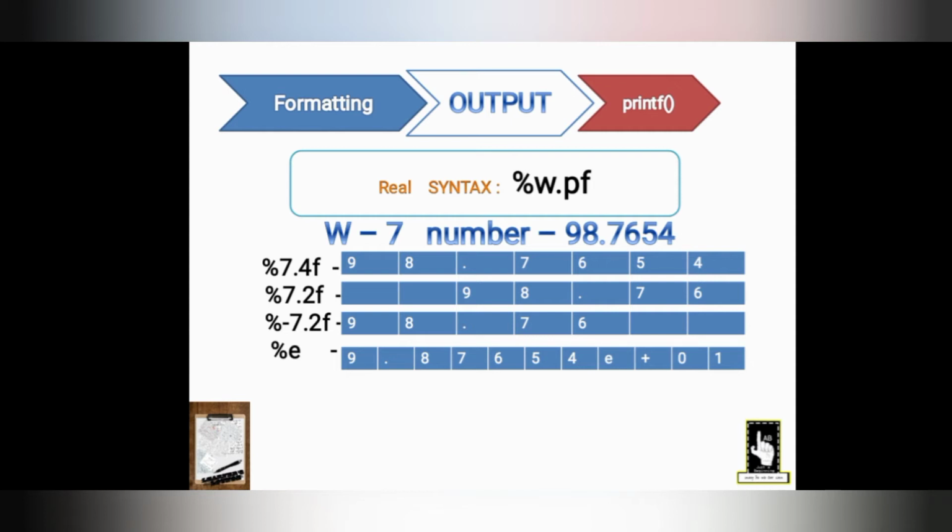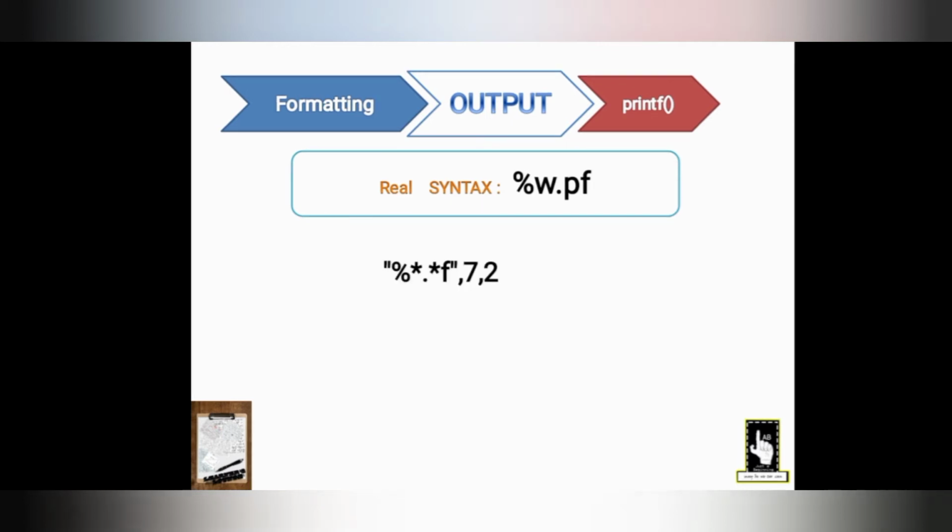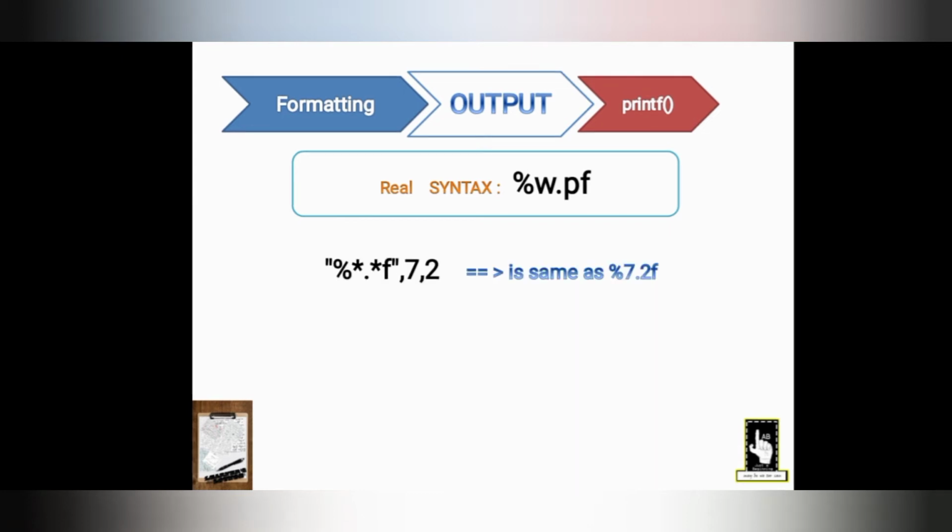Okay, the same can be done in a different way as %*.*f, close the double quotes, and with comma precision, comma variable. This is the same as what we did with %7.2f.